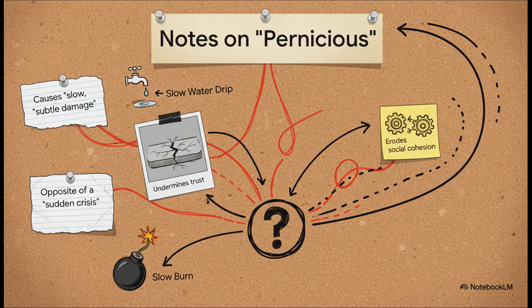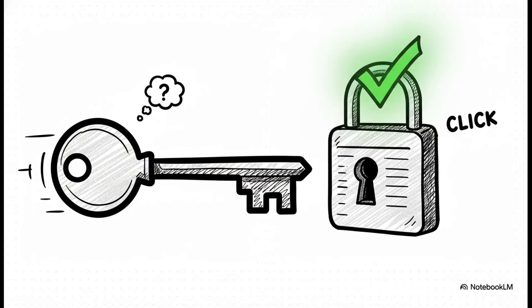Then we get a fantastic contrast clue. It's unlike a sudden crisis. So it's not fast and obvious, it's slow and sneaky. All signs are pointing to something harmful that happens over time. So, based on all our clues, our hypothesis, our educated guess, is that pernicious means something like harmful in a gradual or subtle way.